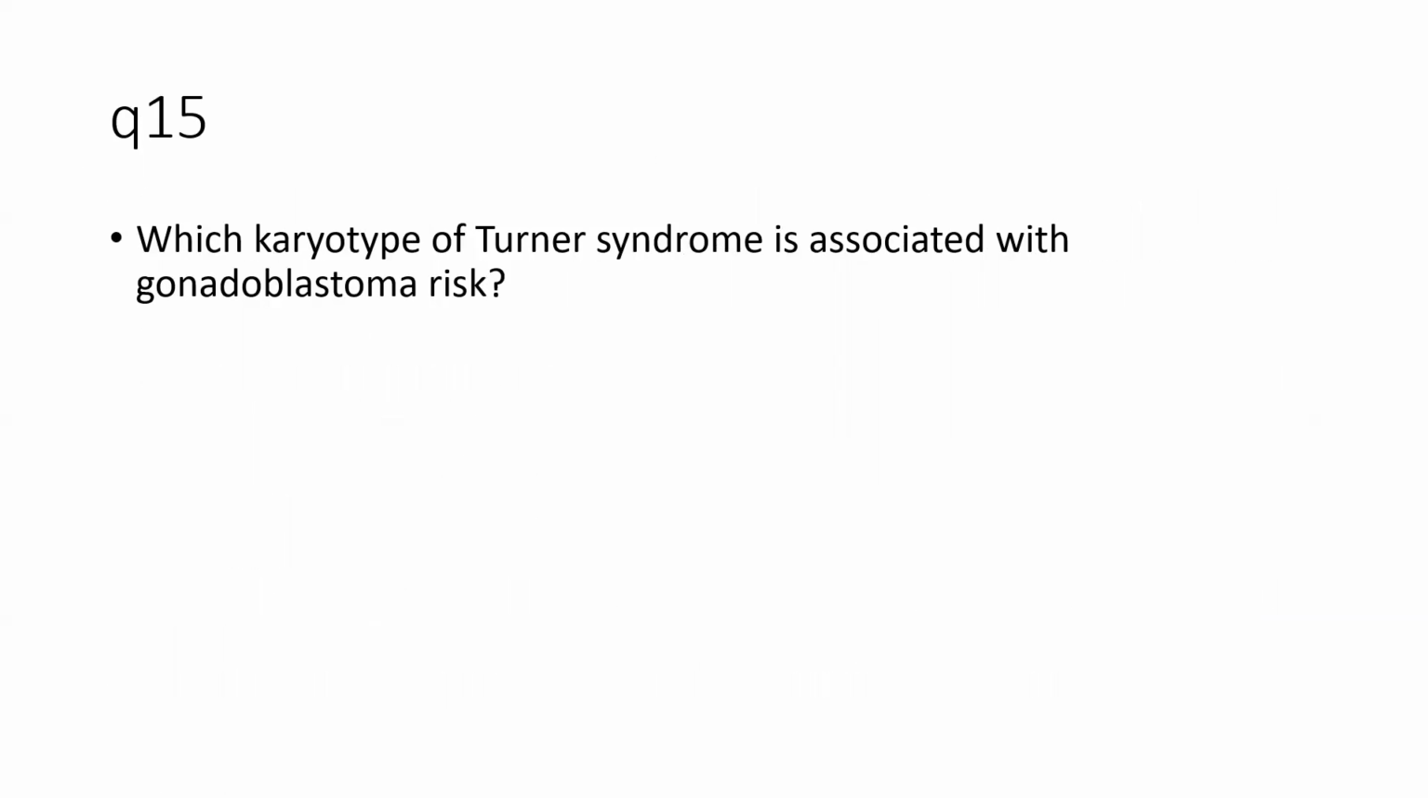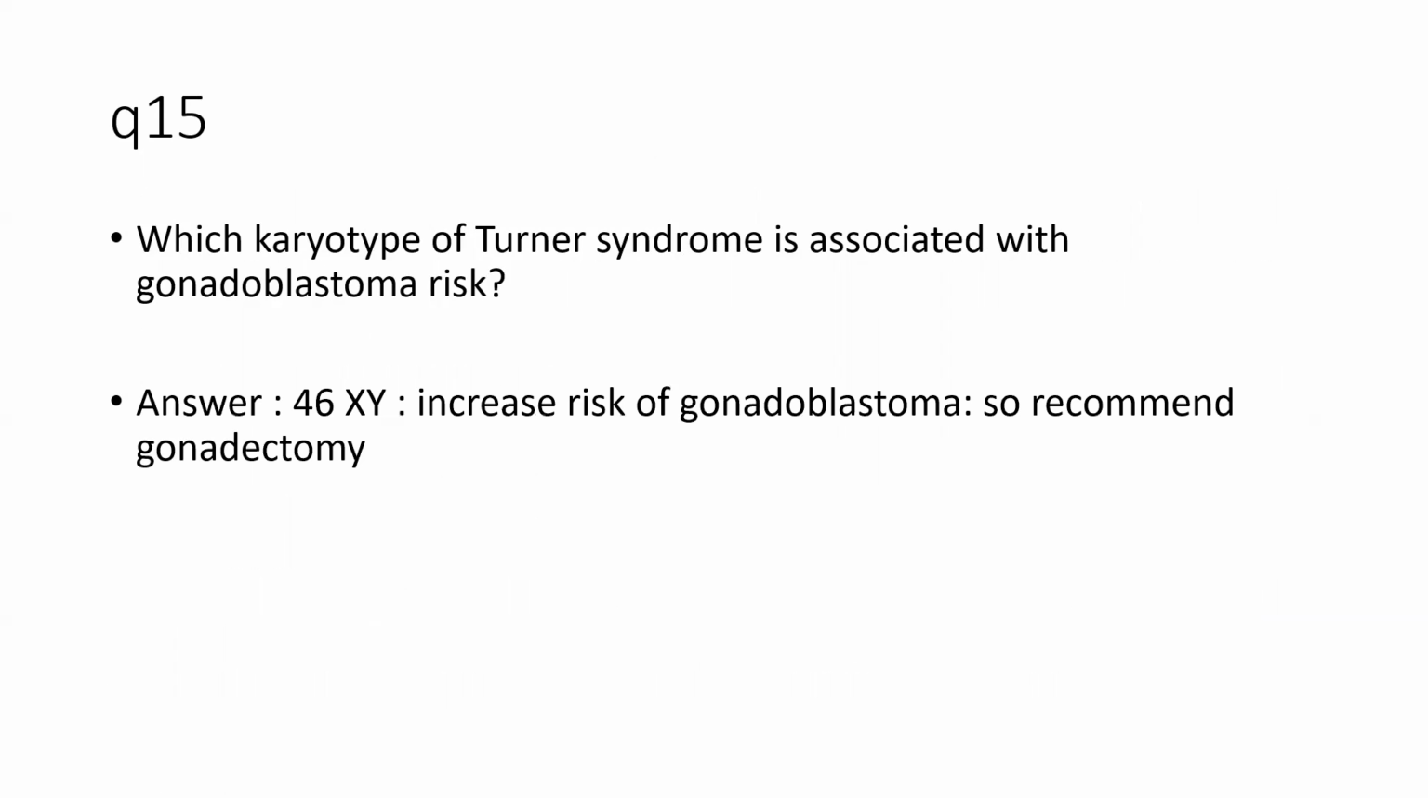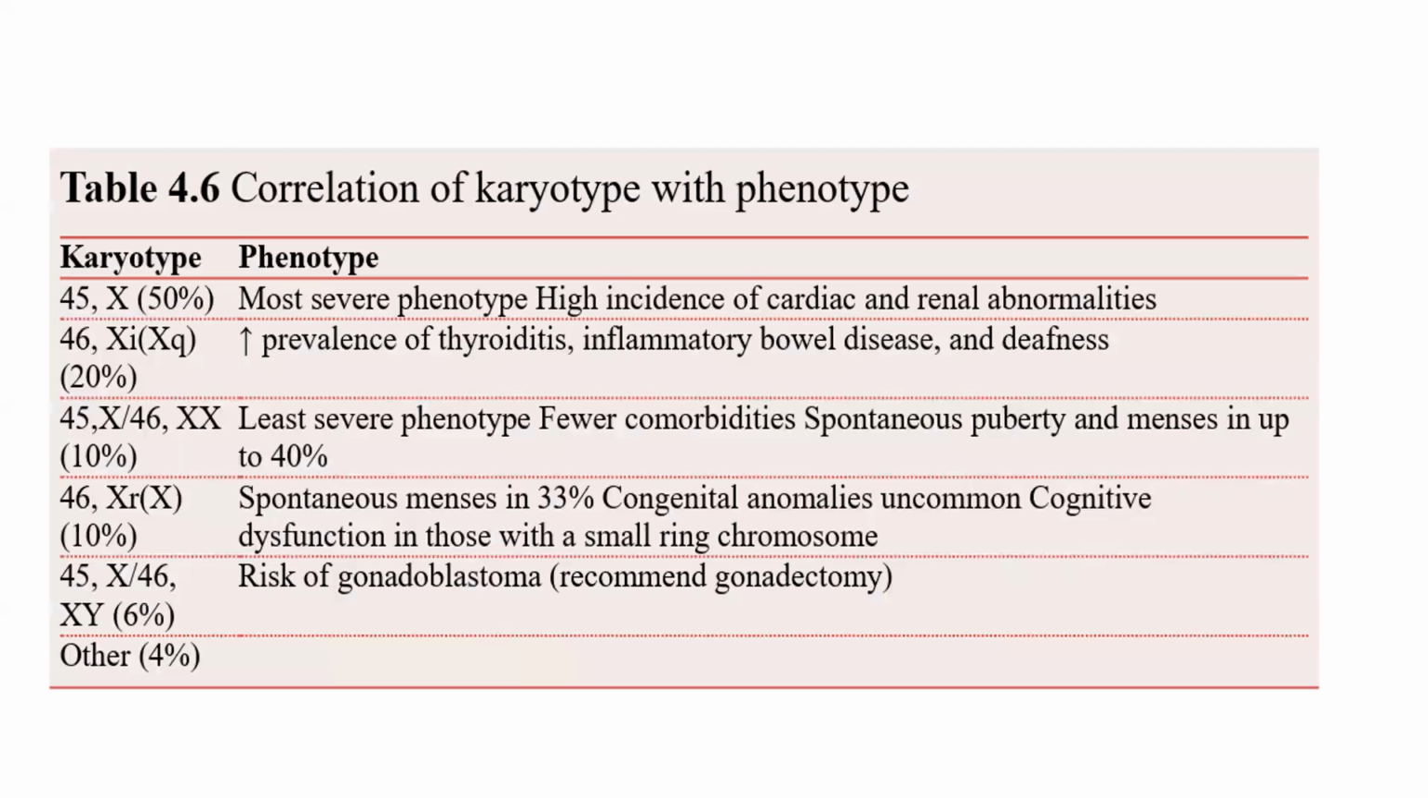The other question scenario, Turner syndrome, is an exam favorite. This time they asked for the karyotype of Turner syndrome associated with increased risk of gonadoblastoma. The correct answer is 46XY. This has an increased risk of gonadoblastoma, so the treatment option will be to recommend gonadectomy. So there is a correlation of the karyotype with the phenotype.